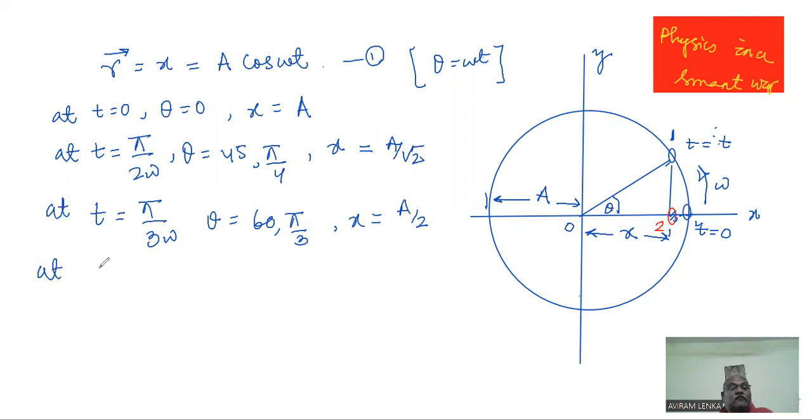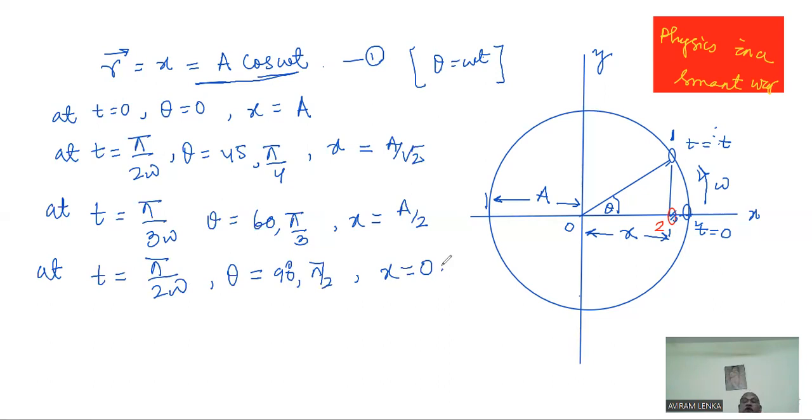At time pi by 2 omega, it will be more clear if I mention that this is equal to 90 degrees or pi by 2. We know cos 90, when you substitute here in the equation, the x coordinate, or so to say, the position vector, will be giving us x equal to 0. The foot of the perpendicular will be passing through the origin.